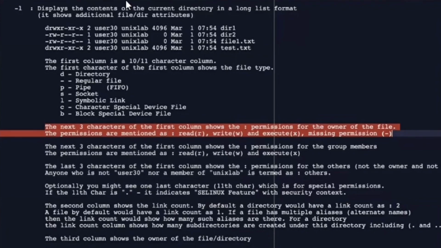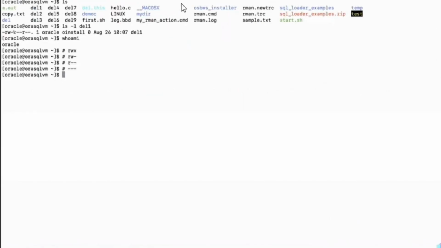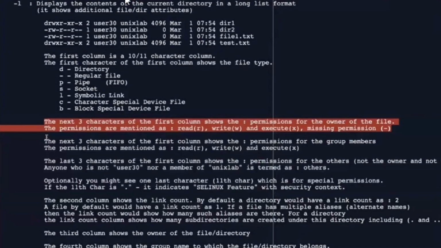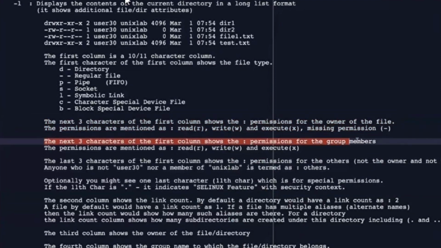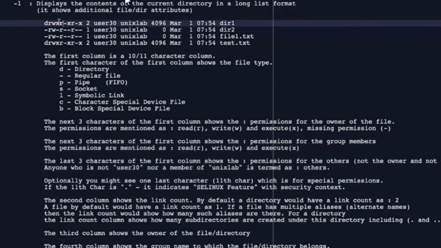Next three characters show you these three. I said those are the permissions for the group members. I am now talking about the next set of three permissions that you see, which is from here to here. Those are the permissions for the group members.